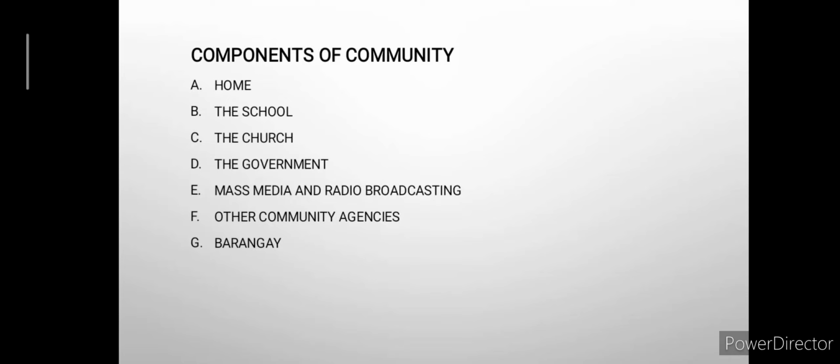And next is the school. The school is in a strategic position to prevent crime and delinquency. This is so because the school exercises authority over every child who is of school age. It receives him when he is young, observes, supervises, and teaches him for many hours each week during some of his most impressionable years.